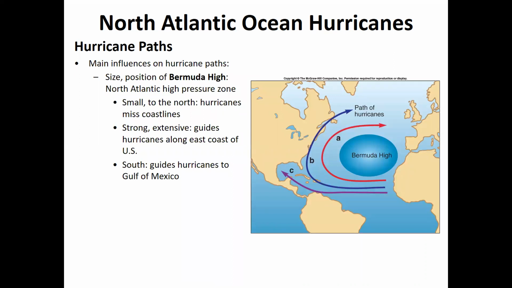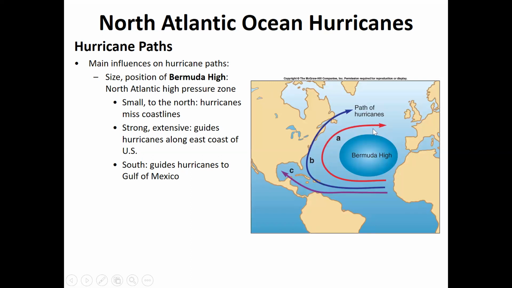So another factor that influences the path of hurricanes in the North Atlantic is the Bermuda High. It's a North Atlantic high pressure zone. If this high pressure zone is small and to the north, most hurricanes are allowed to turn and completely miss the coastline, following path A. If the Bermuda High is strong and extensive, it doesn't allow the Coriolis effect to turn the hurricane as effectively, and so it usually makes landfall along the eastern seaboard.